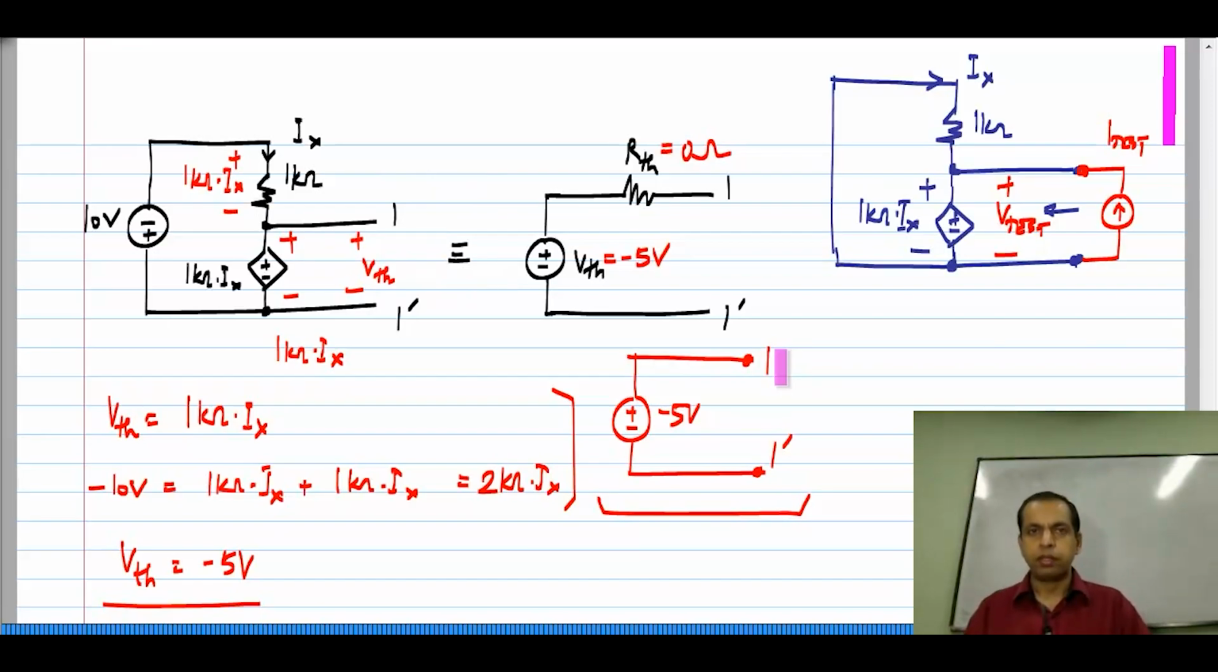Okay. But again, what I want to highlight here is that the procedure is very systematic. You open circuit the output, find the open circuit voltage, and you null all the independent sources in the circuit and determine the Thevenin resistance Rth. Okay.